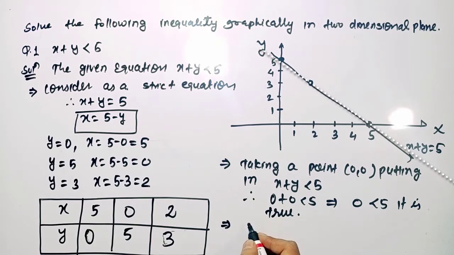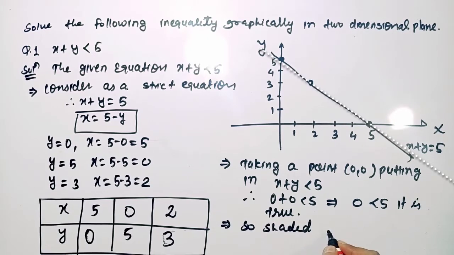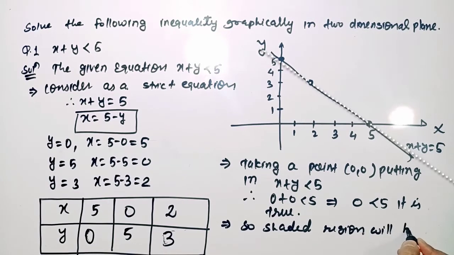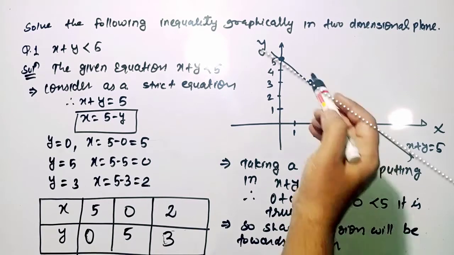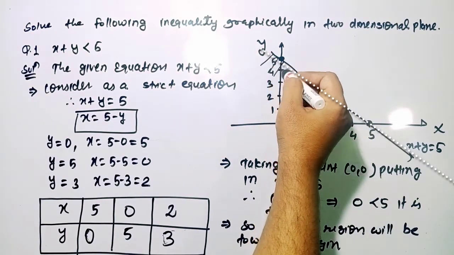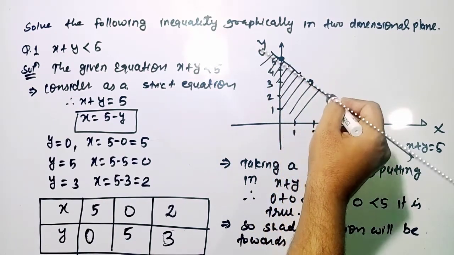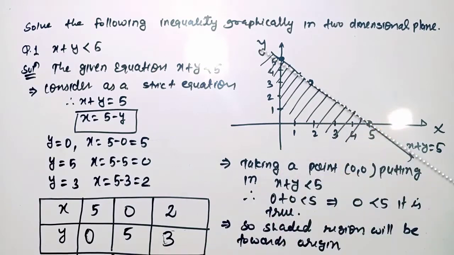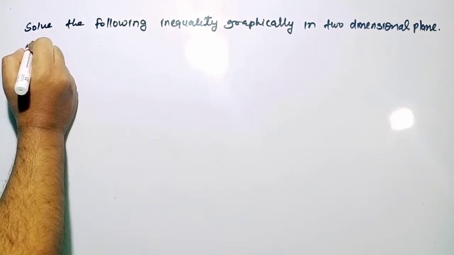So here we will write: shaded region will be towards origin. So we will draw the shaded region this way, right? So students, here we are completing the solution of this question. Let us move to the similar question.